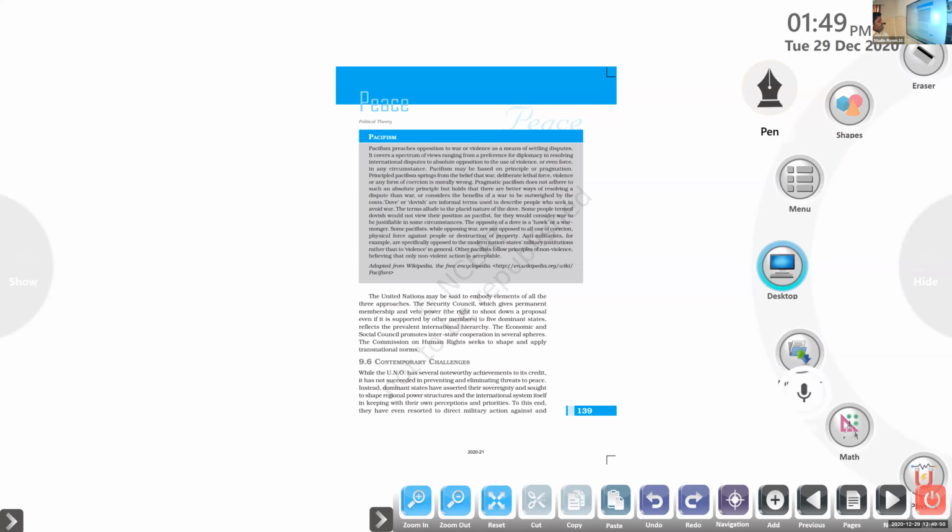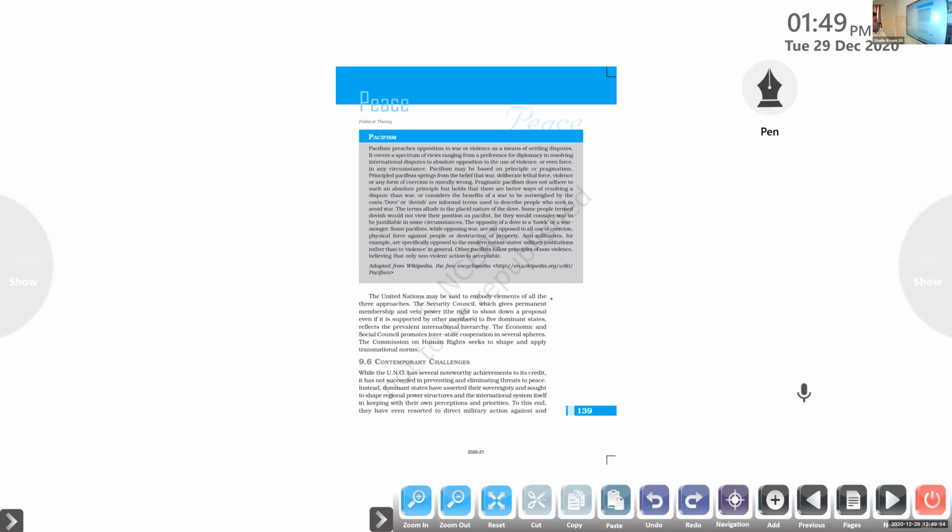Okay, textbook. The last point we discussed here: the United Nations may be said to embody elements of all three approaches. The Security Council gives permanent membership and veto power, the right to shoot down a proposal even if it is supported by other members, to five dominant states. There are five powerful countries in the Security Council. If four countries together reach a decision, the fifth country has the power to shoot down that proposal. Clear or not? That is called the veto power. All these five superpowers have that veto power, and it reflects the prevalent international hierarchy.